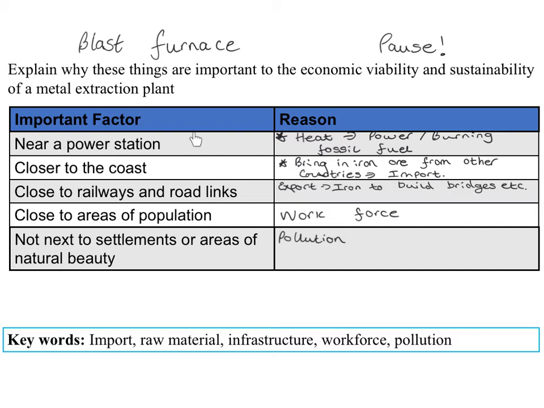So this often comes up as a 6-mark question. It says, what important factors and why? So we've got it in your book now. What important factors and why? And it comes up often as a 6-marker. I would put it near a power station because I need a source of heat. I need to be able to burn fossil fuels to make energy, okay? Etc, etc. You've got more than enough there to write a 6-marker.